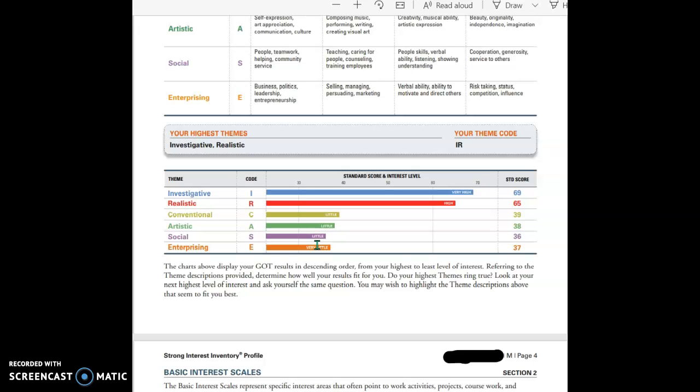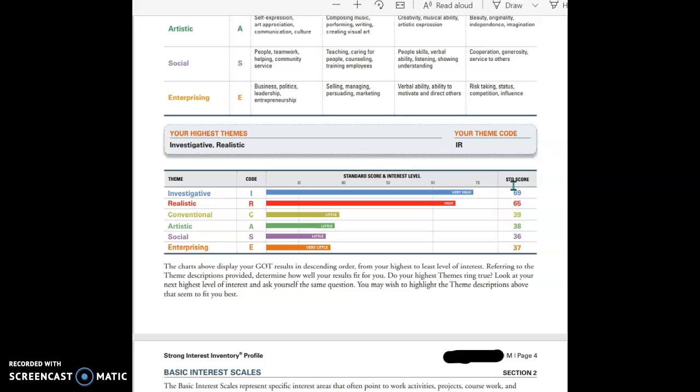And on the other hand, someone with a low or very low level of interest will be much less interested in that category. On this particular report, you can see there is one very high category, investigative, and one high category in realistic. I want to bring to your attention this standardized score on the right. And again, this is not a percentage, this is just your standardized score.